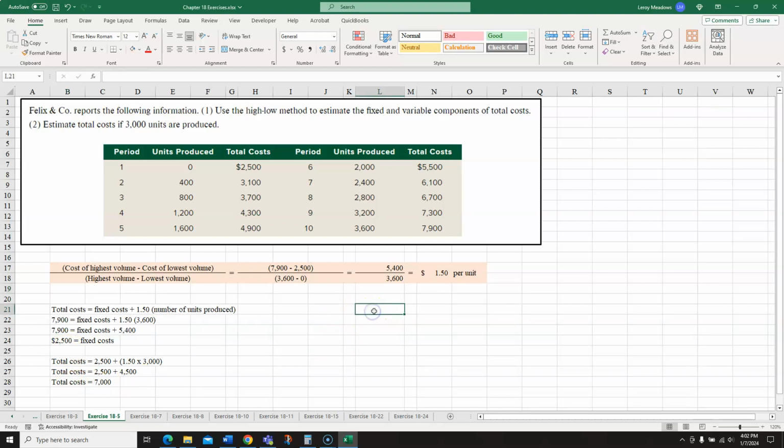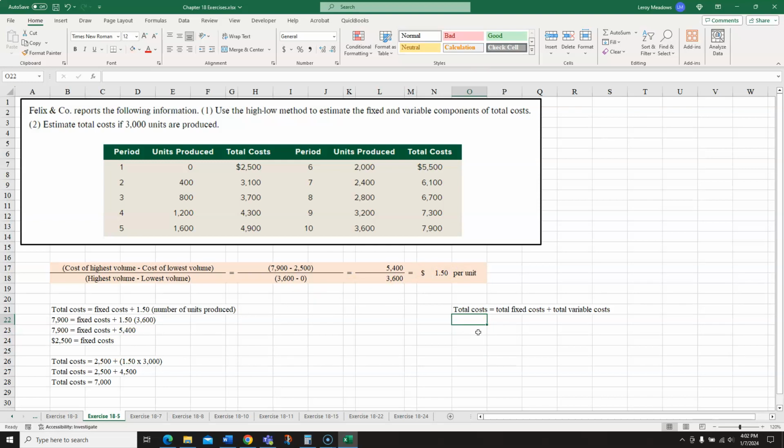One thing we should note here: total costs are going to be equal to total fixed costs plus total variable costs. Right? Total costs by behavior are going to be either fixed or variable. If they're mixed, then that's why we need to do the high-low method in order to separate the fixed and variable components.